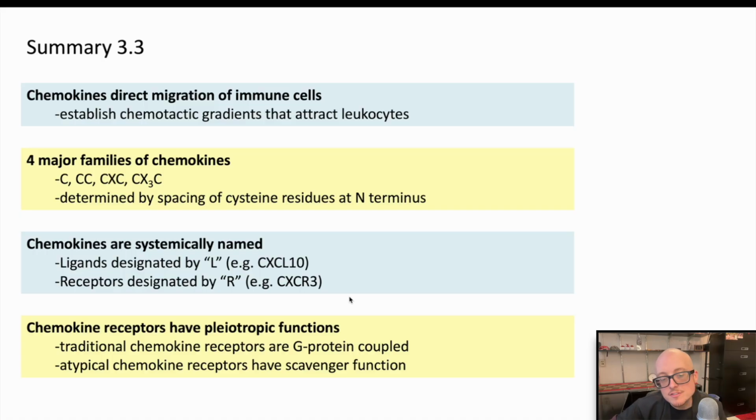Finally, chemokine receptors have pleiotropic functions, and we saw some examples of those. They included the suppression of cell death, cytoskeletal remodeling, which is related to cellular movement, as well as the induction of gene expression. And this is accomplished through the activity of G protein-coupled receptors. And we said that most traditional or typical chemokine receptors are G protein-coupled. However, there are less well understood atypical chemokine receptors as well, many of which have scavenger function. And in general, these atypical receptors are not G protein coupled and instead exert regulatory action on chemokine signaling.